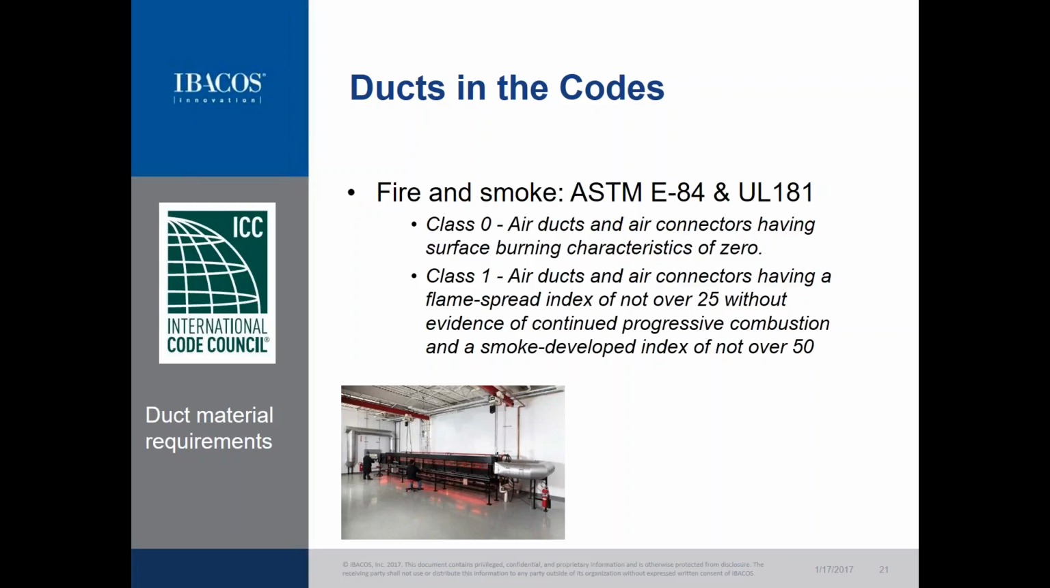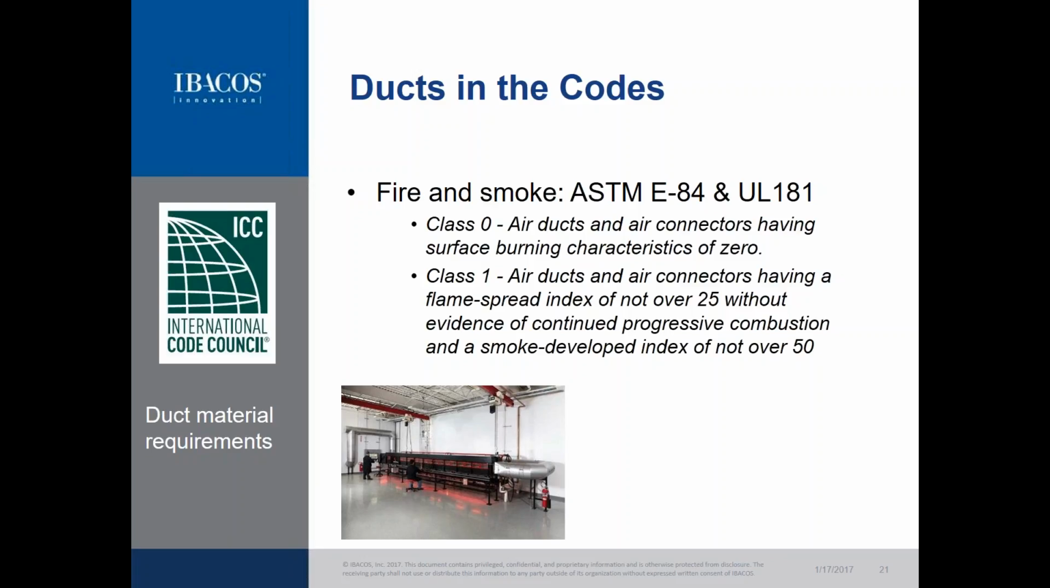So when we look at the requirements related to that fire performance and flame performance with ductwork, we point to the UL 181 standard. Within UL 181, there are really two classes of ducts that are allowed, Class 0 and Class 1 ducts. Class 0 are essentially ducts and connectors that have no surface burning characteristics whatsoever. Class 1 ducts do have a flame spread and smoke developed requirement. The flame spread index cannot exceed 25 and the smoke developed index can't exceed 50. The testing that UL 181 requires is based on the ASTM E84 standard.